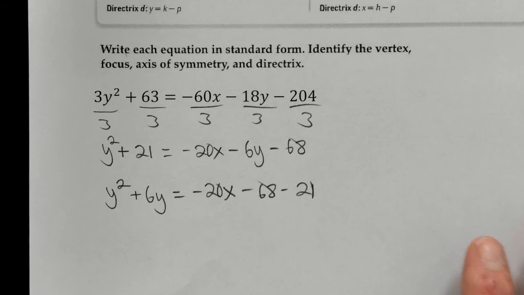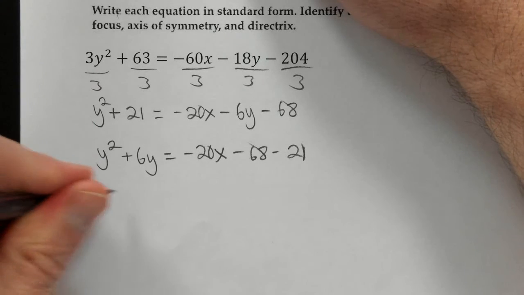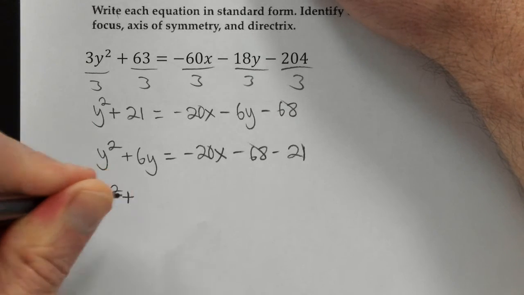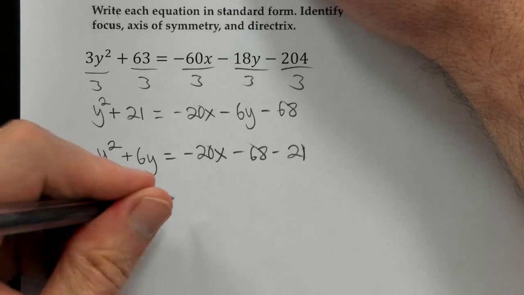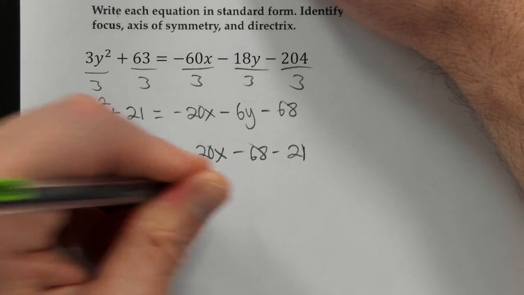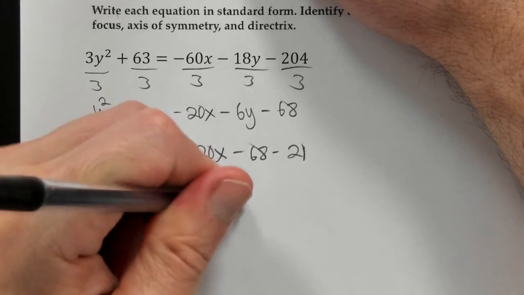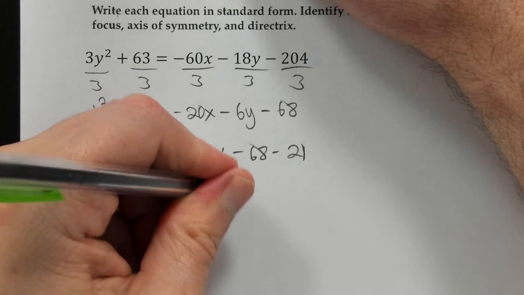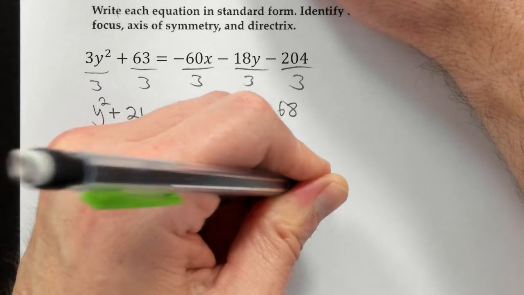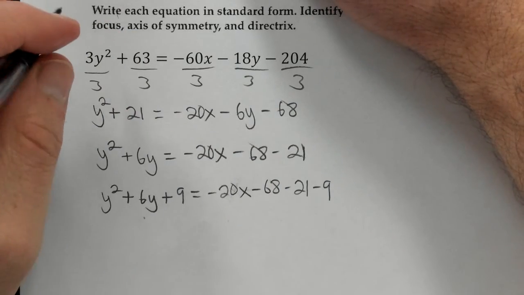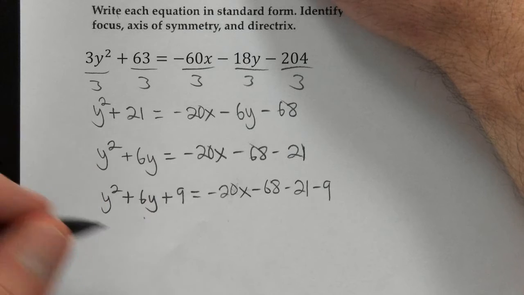And so now my next step here is to complete the square on this left-hand side. So again, I'll go y squared plus 6y. Cut that in half to 3, and then square it to 9. I need to add 9 now to both sides. So that'll be negative 20x. Oops. Need to make that 20. All right, so we'll make that 20x minus 68 minus 21, and then a minus 9. Go ahead and throw that on there.